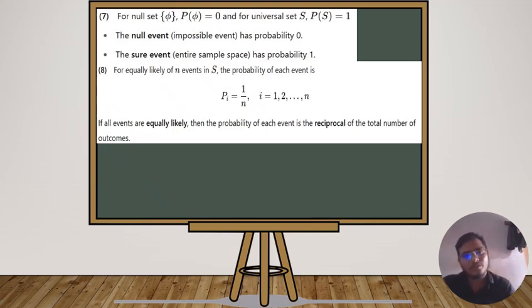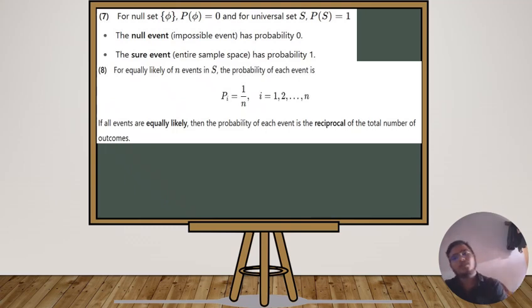And the properties. We discussed a lot of properties, and that's one of them. For the null set, P of phi is equal to 0. For example, A intersection B: I am throwing a die and I want to get 2 as well as 3 at one time. That is not possible, so P of A intersection B, getting 2 and 3 together, does not occur. For the universal set S, P of S equals 1. The null set, an impossible event, has probability equal to 0.